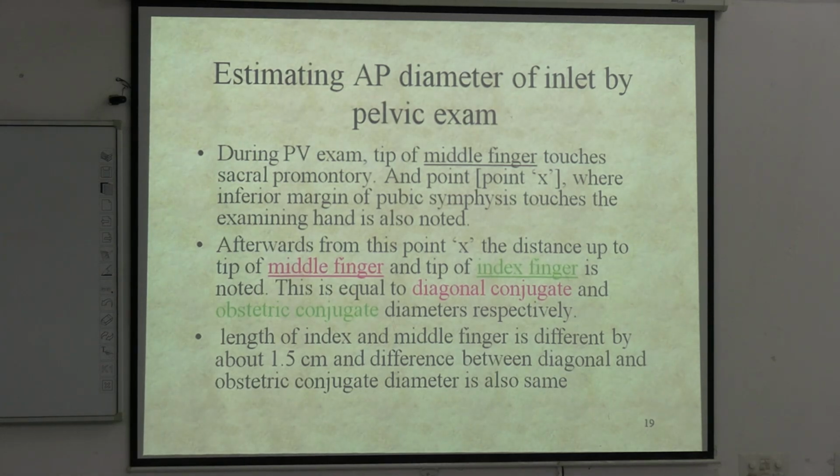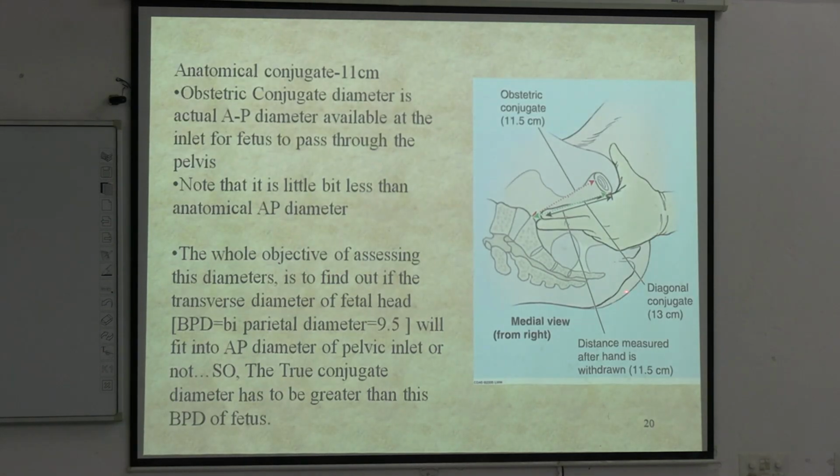Clinically, we call this measurement digital pelvimetry, or digital measurement, or ultrasound or MRI. Doing this, we measure this green line, which is the obstetrical conjugate. If you get this measurement value more than 9.5, then it's good. If it is 9.5 or less, we go for a cesarean section. So that's why this diameter assessment is important for us to measure.